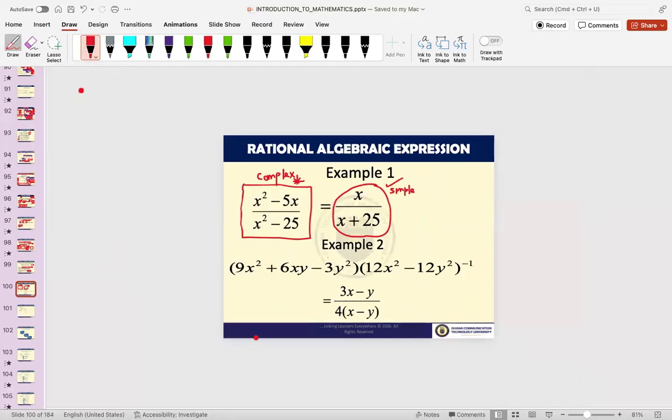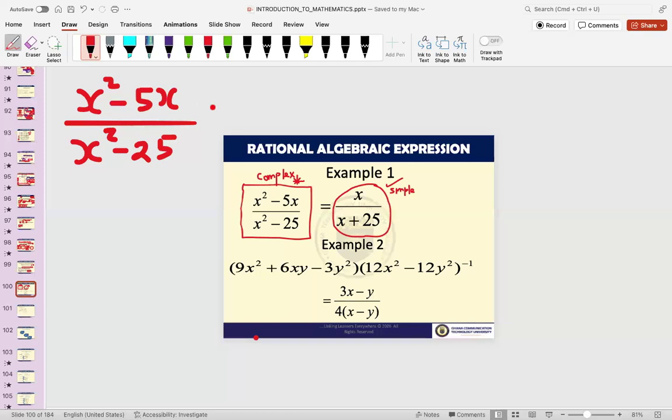So let me pick that question. It says x squared minus 5x divided by x squared minus 25. Now, when I look up here, this is what I can do. I see x here. I see x here. So I can pull x out as a common factor. When I pull x out, I'll be left with x here, and then I'll be left with 5 here.